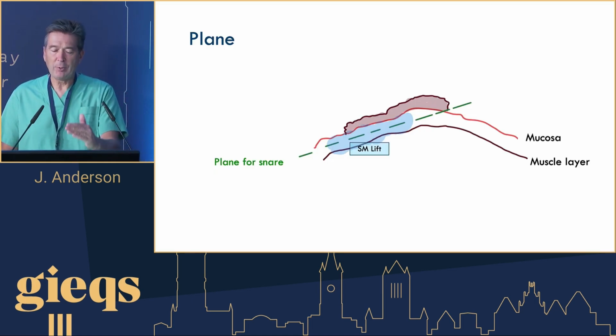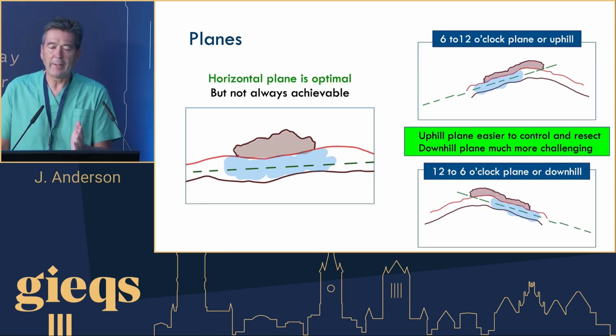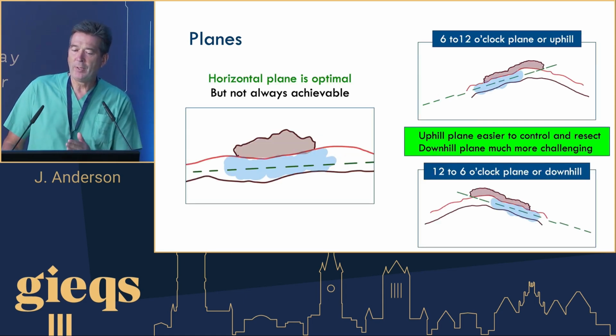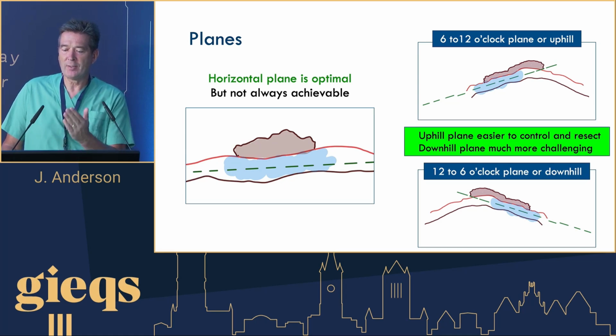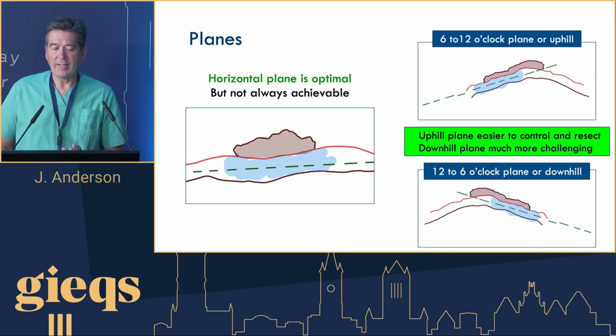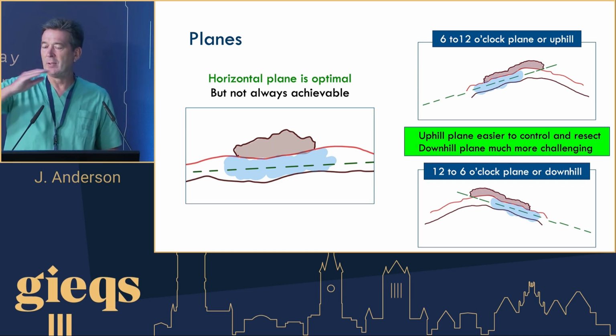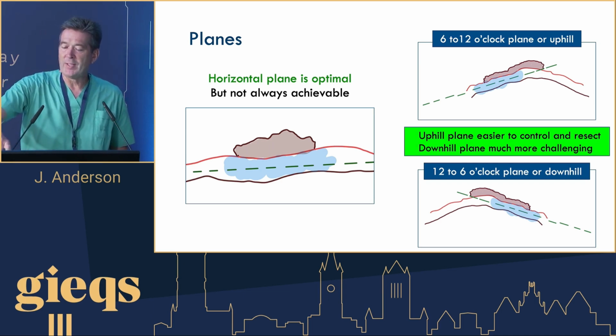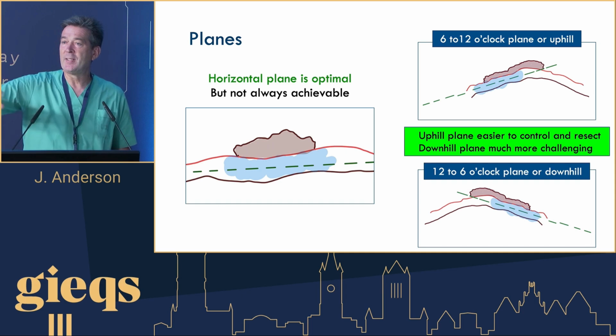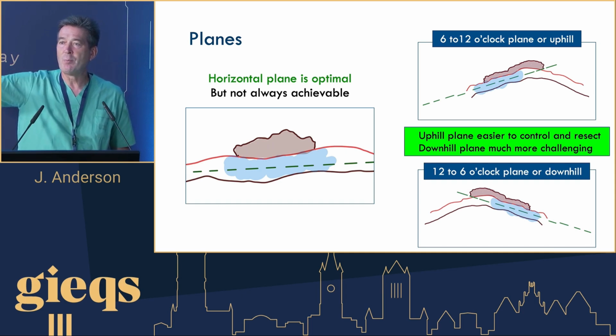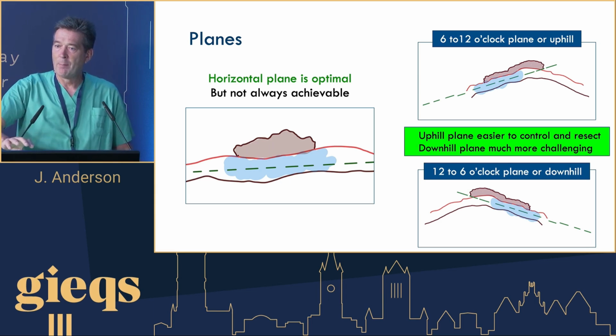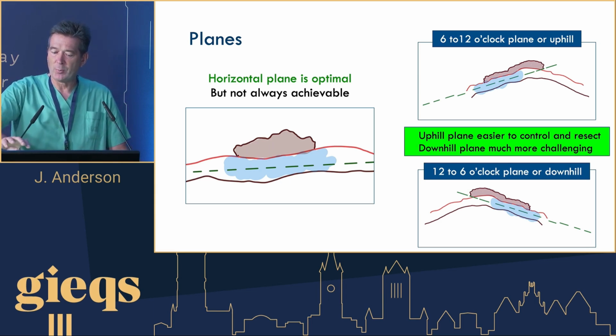You want the plane between the lesion and the muscle there. And we talk about a couple of things. We talk about uphill and downhill. Uphill is 6 to 12 o'clock. And in this situation, the polyp is coming towards you. You can put the snare, and the snare sits beautifully on the polyp. And the tip of the snare, on the top right panel, is disappearing into the middle of the lumen. So there's no danger of you perforating, even if you can't see that bit of the snare. This is a really safe position for resection, and this is the easiest way to resect.